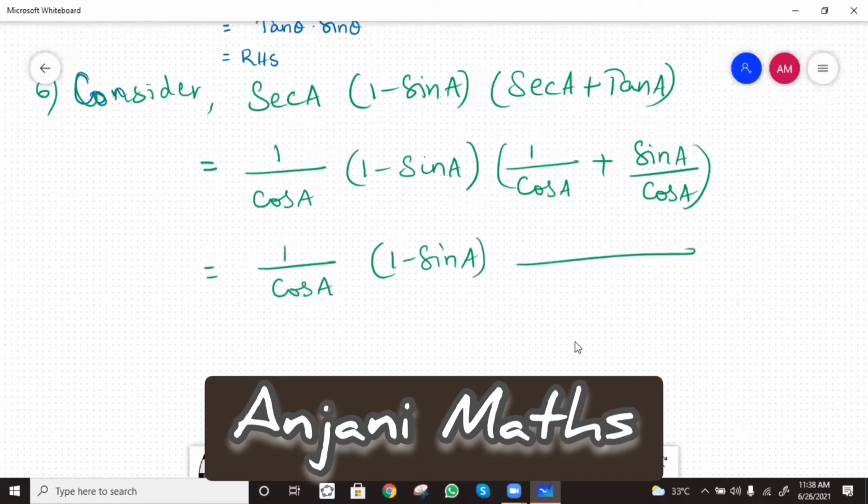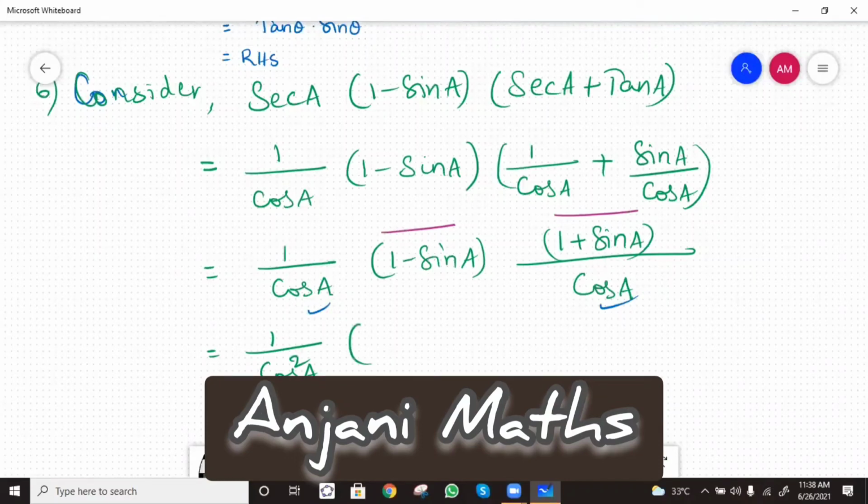What is the denominator? Denominator is cos A. What is the numerator? 1 plus sin A. Since we have the same denominator, we add the numerators. So that is equal to 1 by cos A here, and we have 1 by cos A here. What is cos A into cos A? It's nothing but cos square A. And we have 1 minus sin A here and 1 plus sin A here. What will it be?